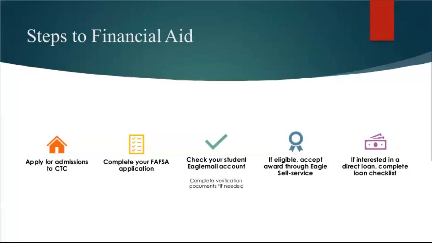From there, if the student is eligible, he or she would log into the Eagle Self-Service to review and accept an award or awards. If the student is interested in applying for a direct loan, he or she would need to complete the loan checklist under the award screen. We'll discuss this in a later slide. Students can also access Eagle Self-Service by going to ctcd.edu, scroll over Student Tools, it's located in the top center of the page, and then click on eForms.